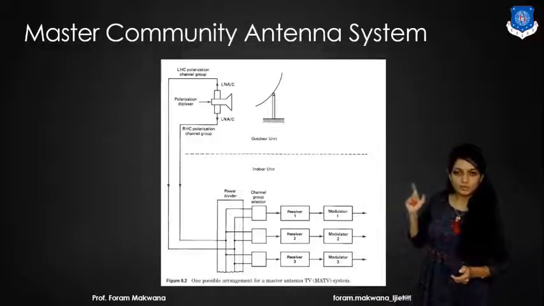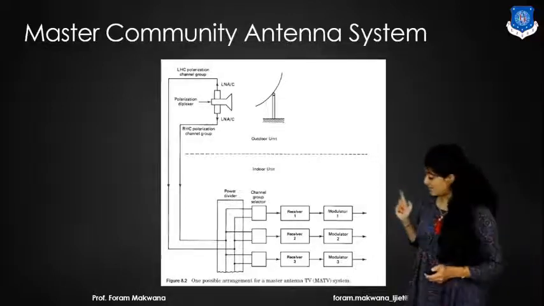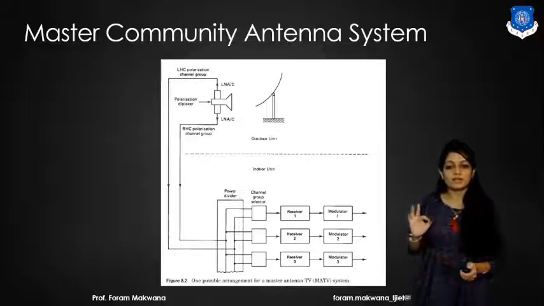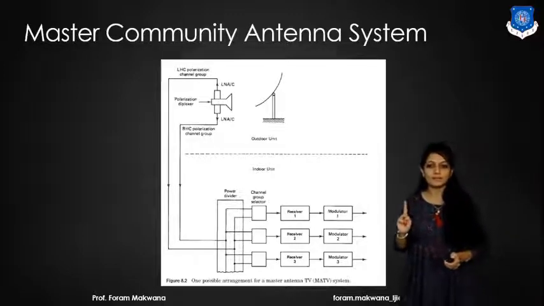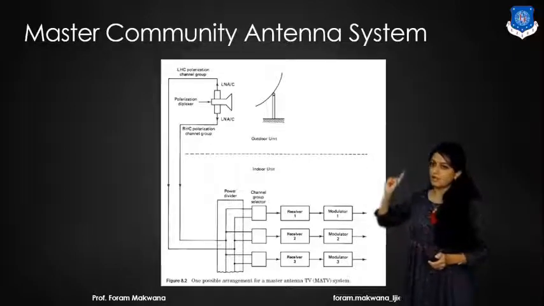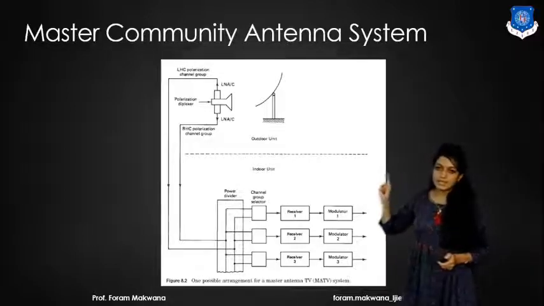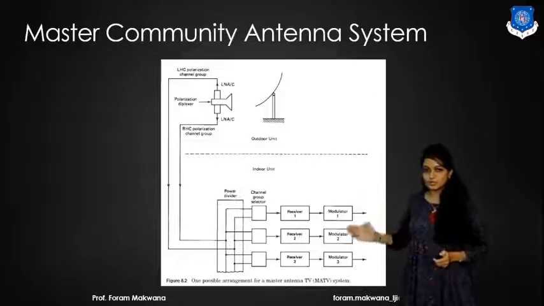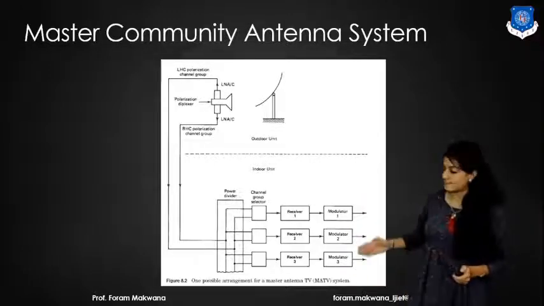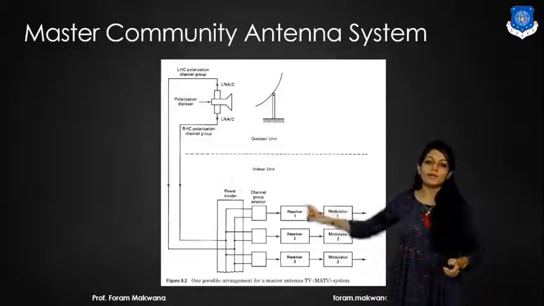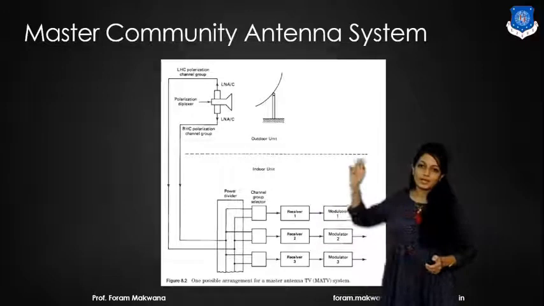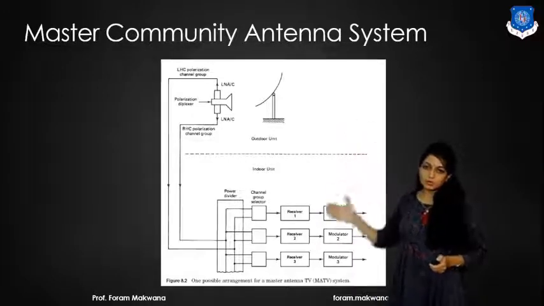The only difference between the receive only home TV system and the master antenna TV system is that with the receive only home TV system we are able to connect only one device, but with a master antenna TV system we are able to connect a number of devices to one indoor unit with the help of a power divider. It has two parts, the outdoor unit and the indoor unit.